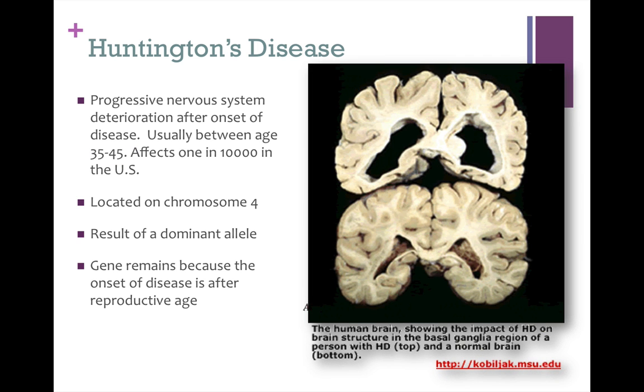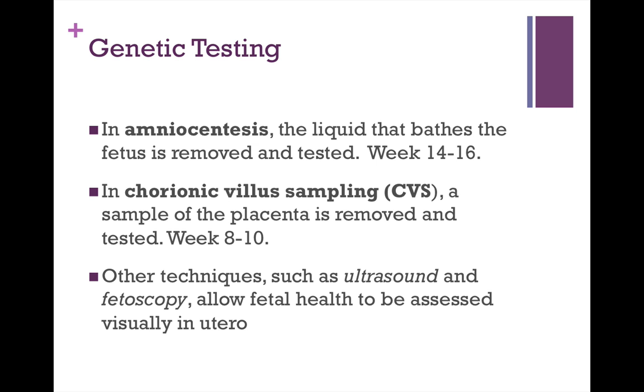This is what a brain looks like of a person who likely died of Huntington's disease. This is a normal brain sitting underneath it, and you can see there's not a whole lot of empty space. Most spaces are full, whereas the Huntington's brain, if you take a look at these ventricles, these cavities are enormous. There's a lot of space in places where there shouldn't be space. So it's a deterioration of brain tissue over time after the disease kicks in.